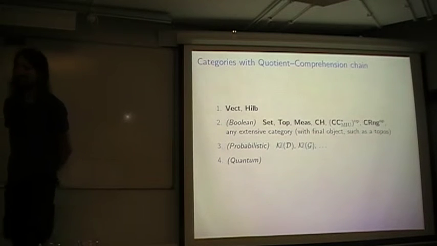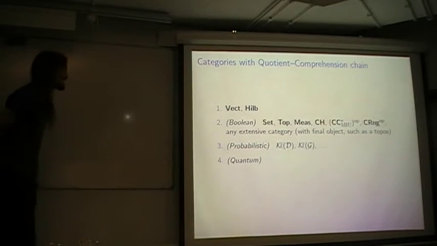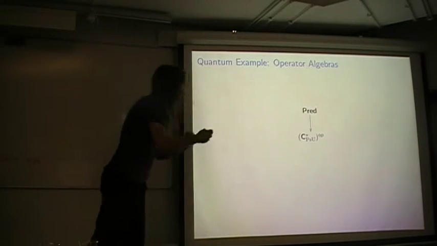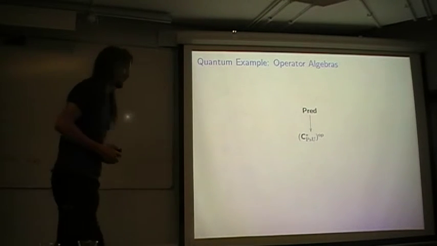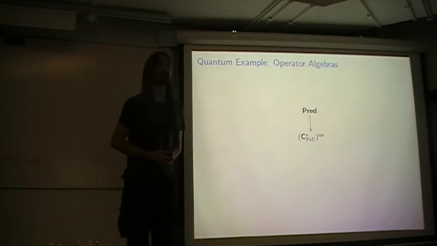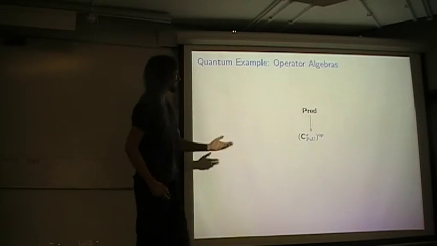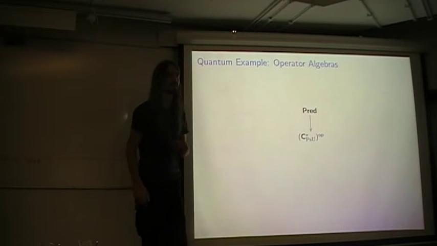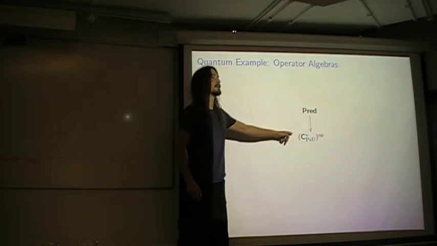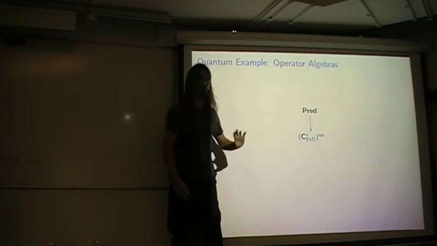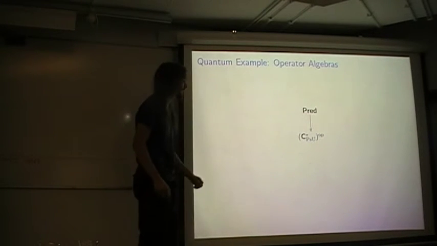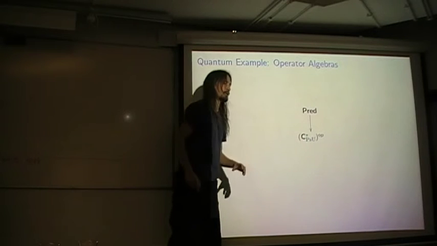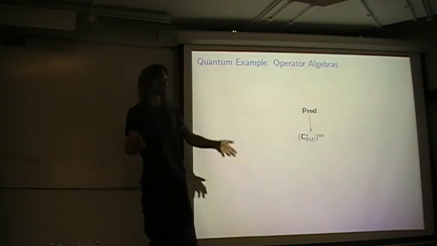So now let's get to the quantum case. I think this is really the exciting case. To get a quotient comprehension chain for operator algebras, I would start with this. This is the category of C-star algebras, not necessarily commutative, with positive subunital maps. There's an op here because in the case of quantum computation, everything gets turned around.